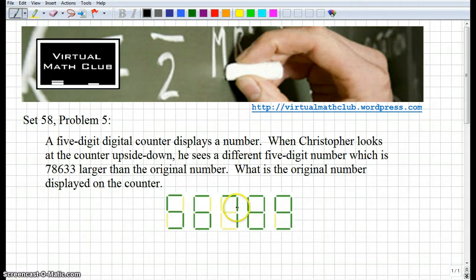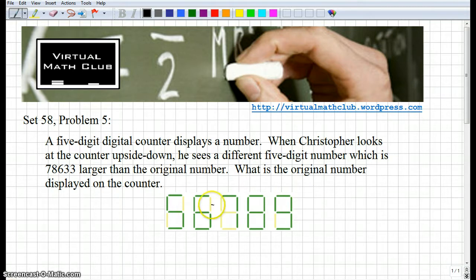A 5-digit digital counter displays a number. When Christopher looks at the counter upside down, he sees a different 5-digit digital number, which is 78,633 larger than the original number. What is the original number?